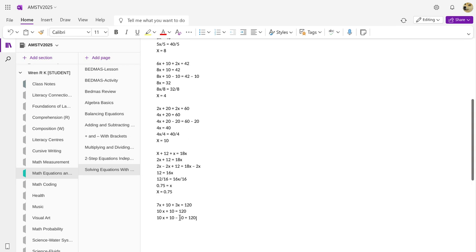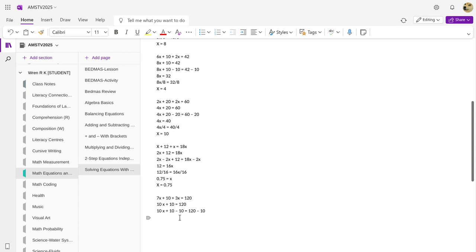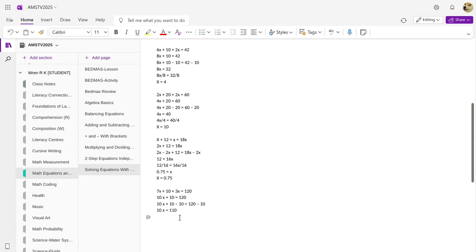Okay, what can I cross out? 10 and 10. So 10x equals 120, and then the 110. Then you divide it by 10. 10x equals 110. What can I cross out?